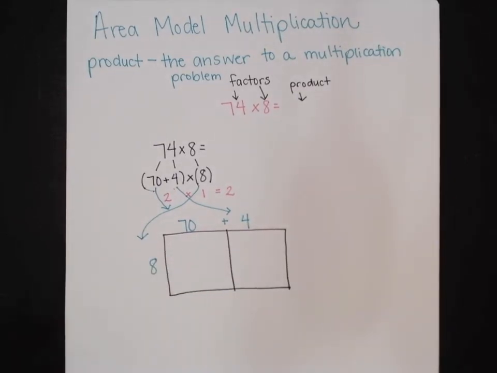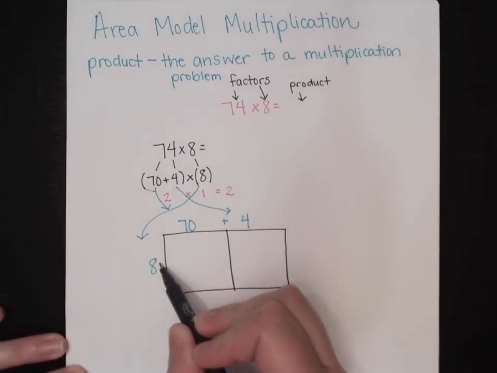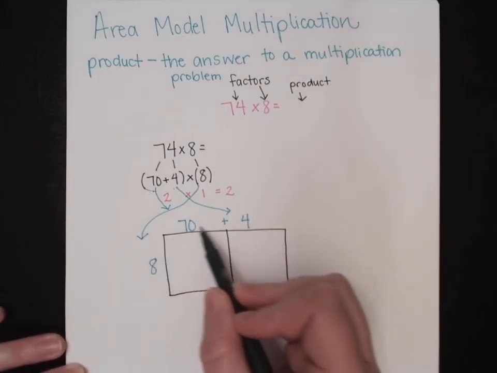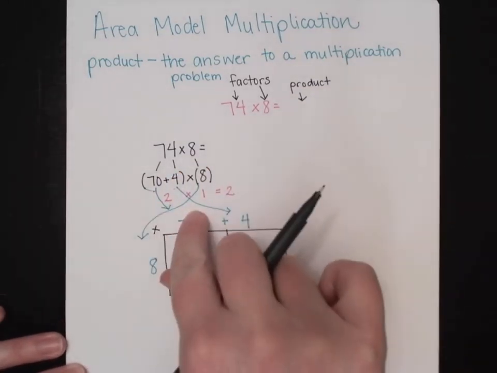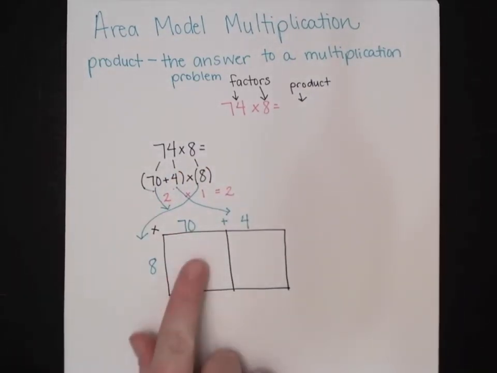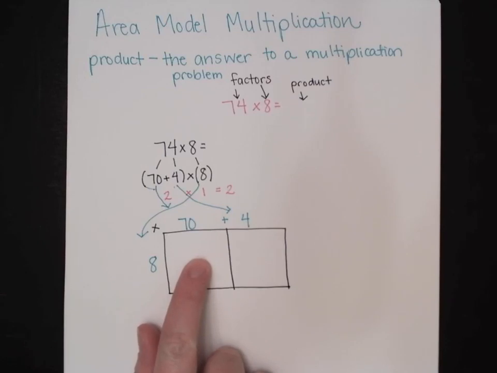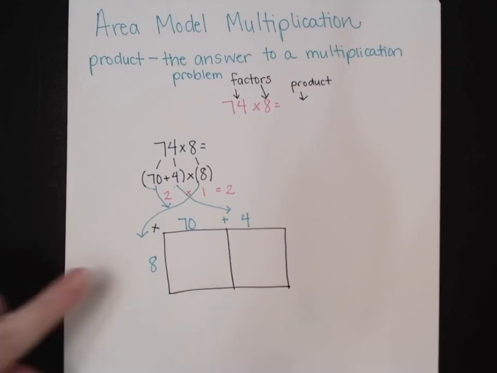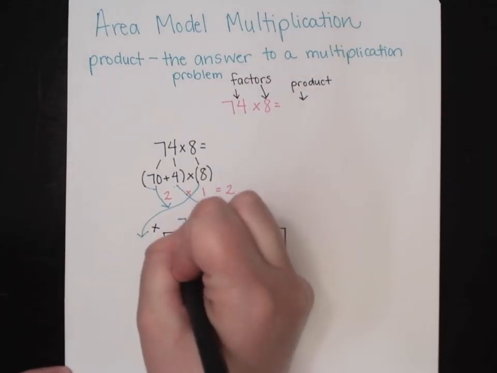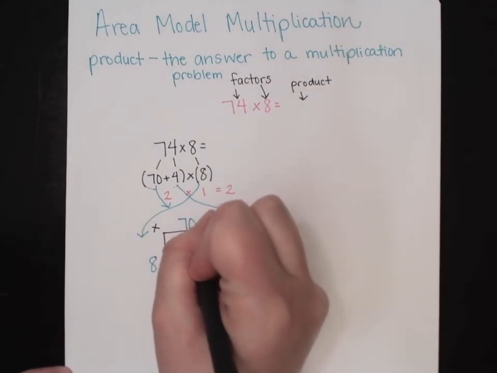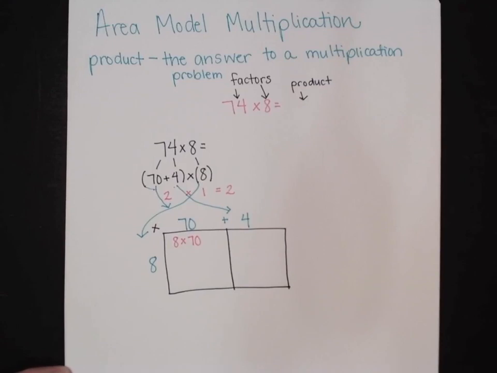Because with this box, you're multiplying the number on the left on the side with the numbers on the top. So you're thinking this way. So in that first box, you're solving for 8 times 70. So I'm going to write that at the top. 8 times 70.